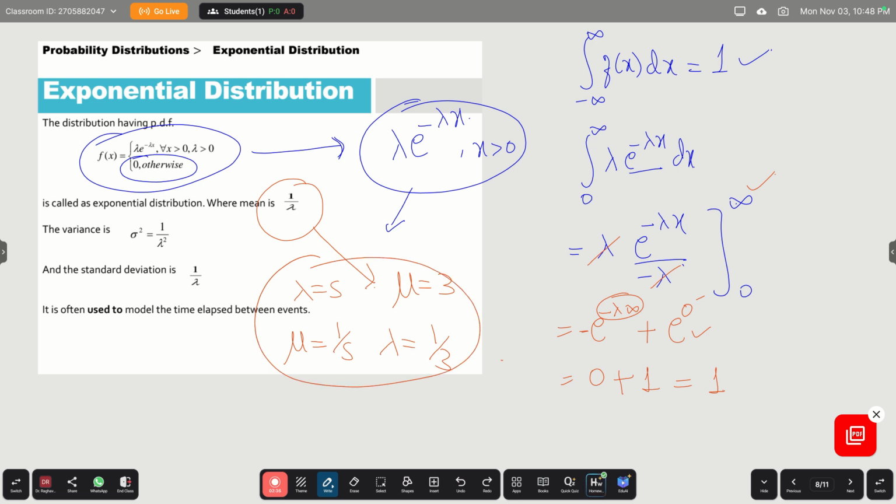And if you find the variance, it is going to be 1 divided by lambda square. For example, if mean is 3, you know that lambda is 1 by 3. If lambda is 5, you know that mean is 1 by 5, but variance will be 1 divided by 25, because it's 1 by lambda square. The standard deviation is the square root of variance, which comes back to 1 by 5. So for the exponential distribution, the mean is 1 by lambda, the standard deviation is also 1 by lambda, and only the variance is 1 divided by lambda square.